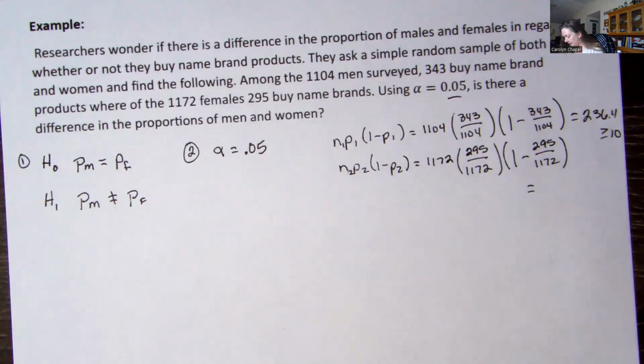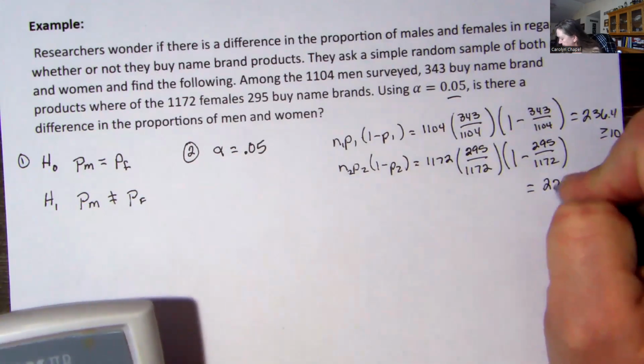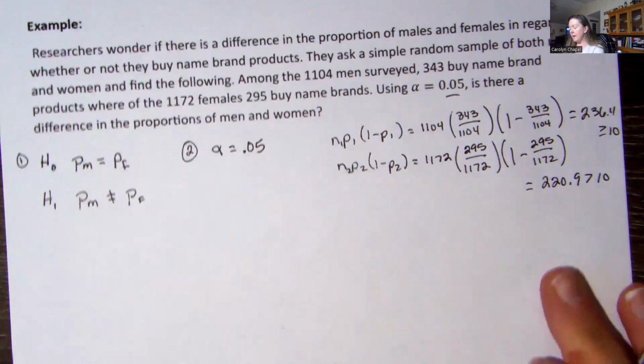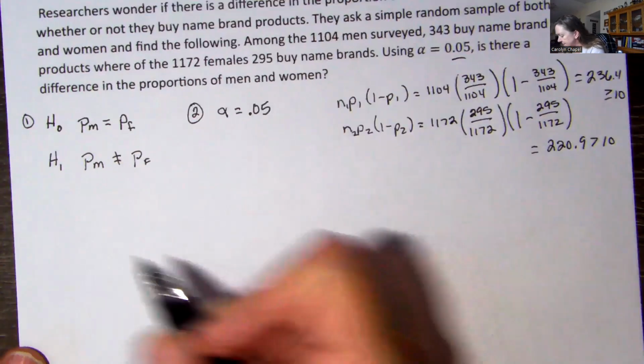So taking that 295 divided by the 1172, I'm going to multiply that, minus the 295. And I have 220.9. Again, that is bigger than 10. So we are okay to go and use our test statistic.